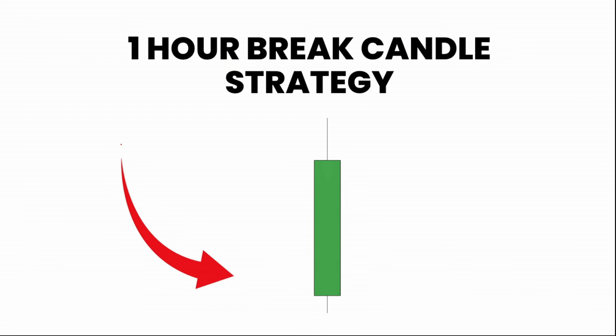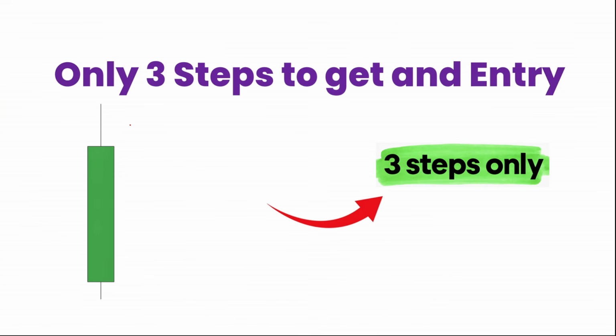This strategy is one powerful system that may give you the consistency that you are looking for. The 1 hour break candle strategy. Like always, not many steps that will confuse you, but only 3. You only need 3 steps to get an entry. I repeat, only 3 steps for you to get a winning entry.